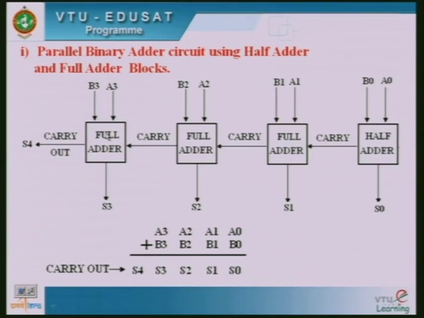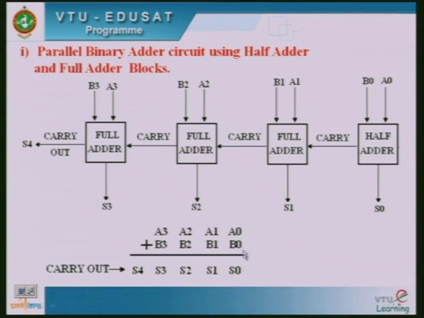So in the last full adder, the B3 and A3 values are added along with the carry in generated from the previous block. That is also taken into account, and the sum value is treated as S3. The final carry out we have not connected anywhere, because we are restricting it to 4-bit addition. This carry may be a 0 value or it may be 1. If 1 is generated, then that carry 1 is taken here.